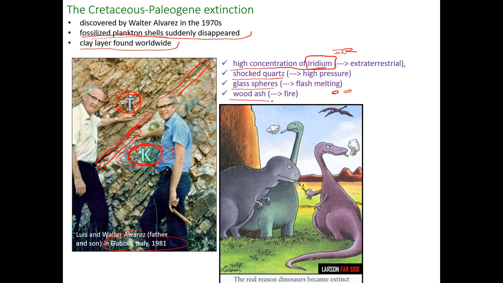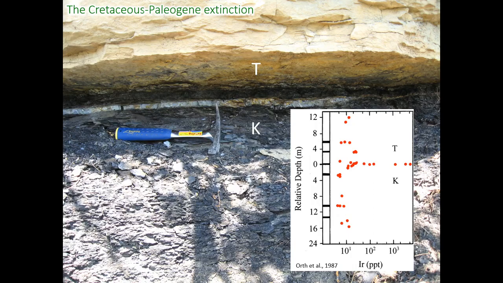Also, we see a lot of wood ash, as in global fires. So very interesting things that all point to the same source, which was a large meteorite impact. Here's a close-up of that very special, important clay layer between the Cretaceous and the Tertiary boundaries. This is a measure of iridium.